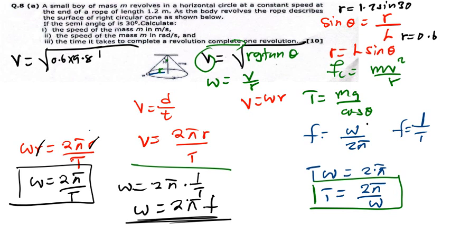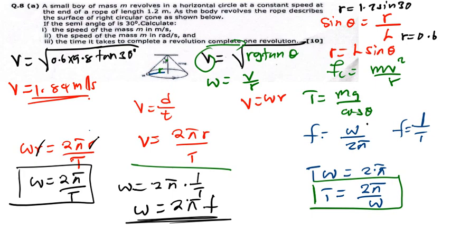Then we have tan. The angle is 30 degrees. So what is my V? We have 0.6 times 9.8, which gives me 5.88. So what is 5.88 tan 30? I get 3.3948. I take the square root of this, that is 1.84. So 1.84 meters per second is my velocity.